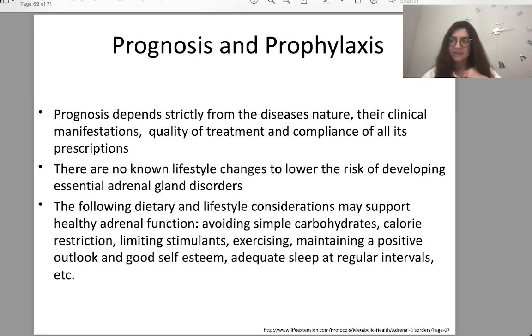Prognosis and prophylaxis in a patient with adrenal gland disorders. Prognosis depends strictly on the disease nature, the clinical manifestations, quality of treatment, and compliance with all its prescriptions. There are no known lifestyle changes to lower the risk of developing essential adrenal gland disorders. The following dietary and lifestyle considerations may support healthy adrenal function: avoiding simple carbohydrates, calorie restriction, limiting stimulants, exercising, maintaining a positive outlook and good self-esteem, adequate sleep, and regular meal intervals.